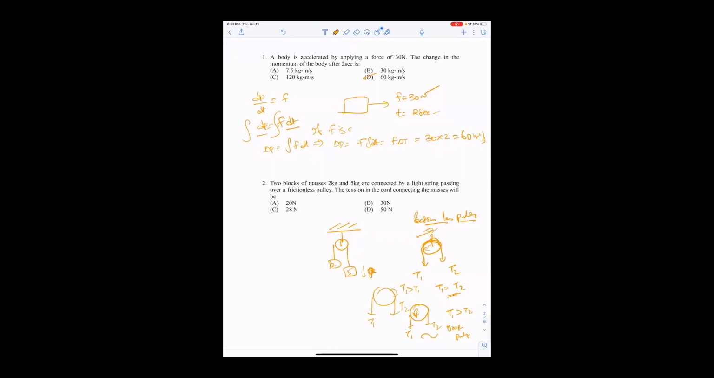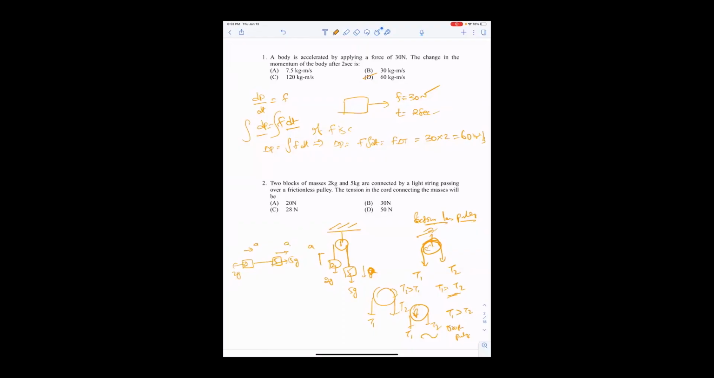If 5 goes down with a, if this rope goes down with a, this will go up with a. What is the weight of this? 5g. What is the weight of this? 2g. So how to solve this? I can just redraw the diagram this way: 2 kg, 5 kg. Assume this is going right, so this is also going right. This way 5g, this way 2g.